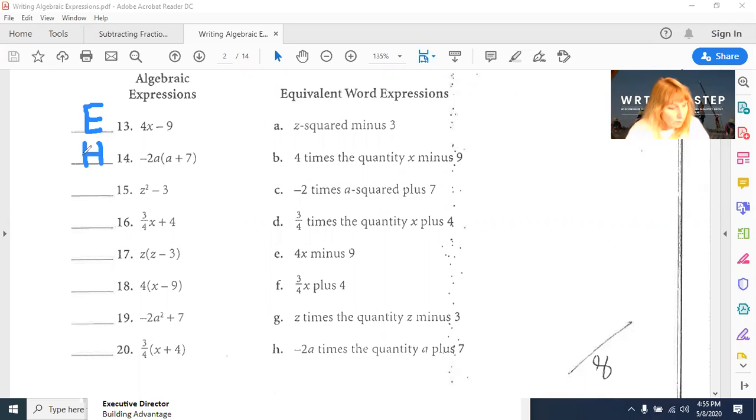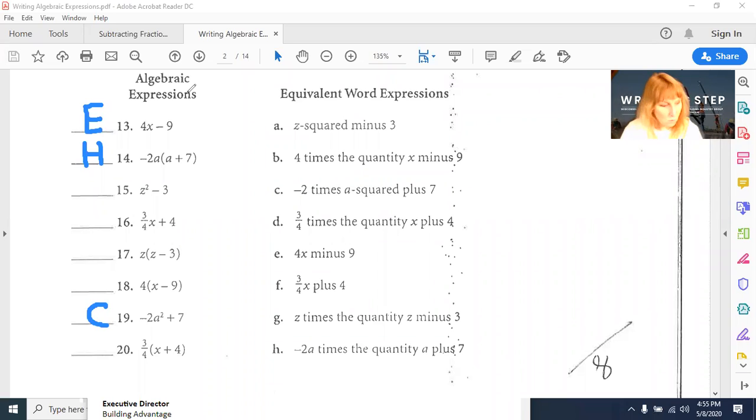And we'll do one more, number 19. Let's go all the way down to number 19 here. What word equivalent expression would that be? Did you get that one? Take a look. Be careful. Yes, that is C. Correct. That is letter C, because you have negative 2 times a squared, negative 2 times a squared plus 7. Okay, so you just have to look through them and see what it is exactly saying.